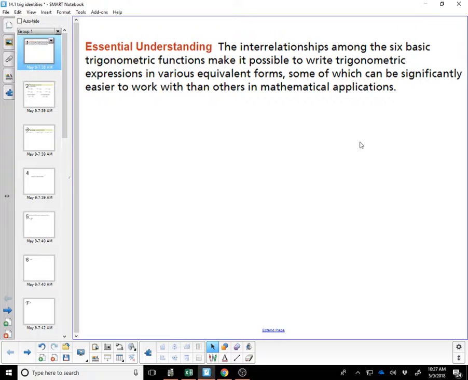So we've already talked about the 6 basic trig functions, right, Shauna? Thanks for closing that laptop. We've talked about sine, cosine, tangent, secant, cosecant, cotangent. I also showed you some different ways to write the secant, cosecant, cotangent. Secant could be written as 1 over cosine. The cosecant is 1 over sine. The cotangent would be 1 over tangent, right?